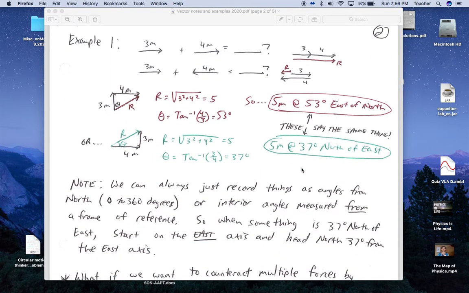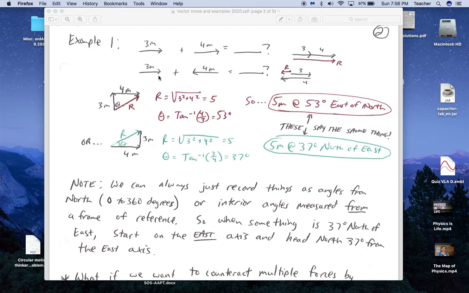So here's my first example with a vector. If I have 3 meters going to the east and 4 meters going to the east, we simply add those. We would get 7 meters to the east. If we have 3 meters going to the east, 4 meters going to the west, I put my arrows tip to tail, so that's what I did here. Arrow tail to arrow tip, tail to tip. The resultant is from the tail of the first one, which is the 3, to the arrow tip of the last one, which is the 4. So that resultant is 7 meters to the east.